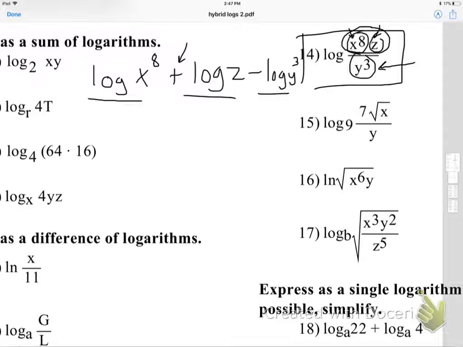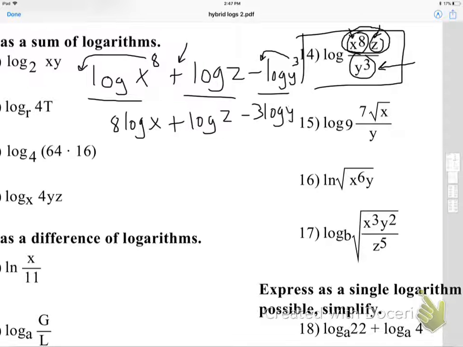Okay, now then, all you have to finish off is the power rule, and that, remember, is put these exponents to the front. So the final answer is 8 log x plus simple old log z minus 3 log y. Okay? So I'm going to erase that, so you're going to pause that and see, but that is the answer. Okay, split it into separate logs.